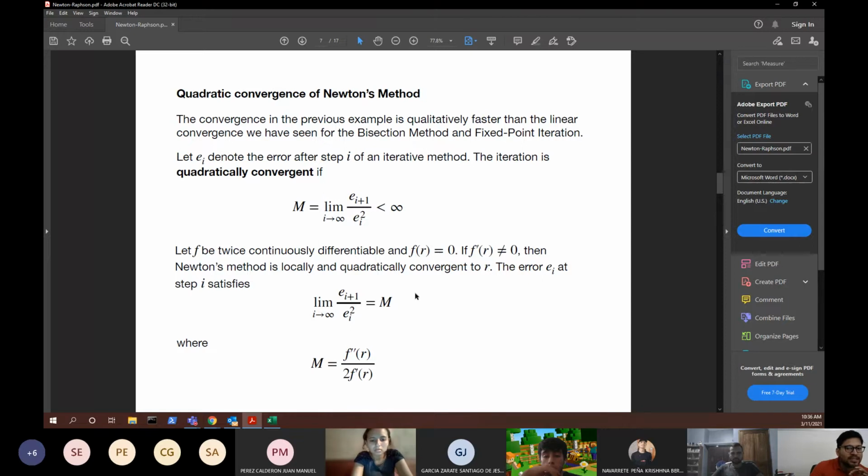And of course, if this is actually satisfied, the error e_i at the step i satisfies the previous condition, equal to M, where M in this case is going to be equal to the second derivative. That's why we need the function to be twice continuously differentiable, divided by 2 times the first derivative of the function. So this is how we compute the M value.